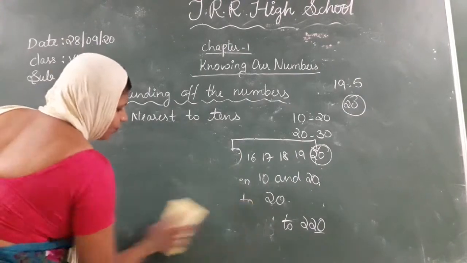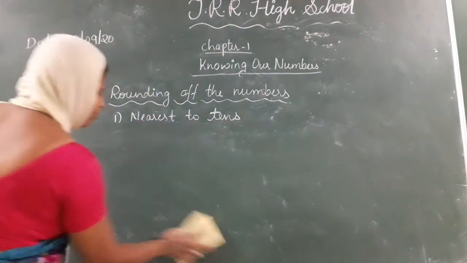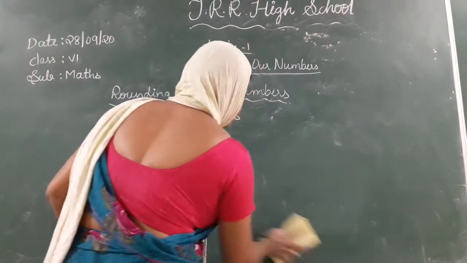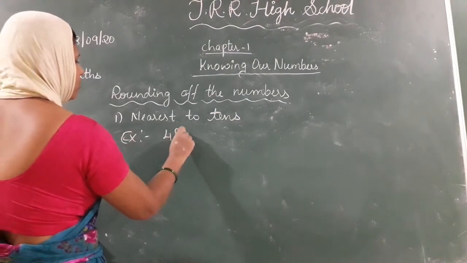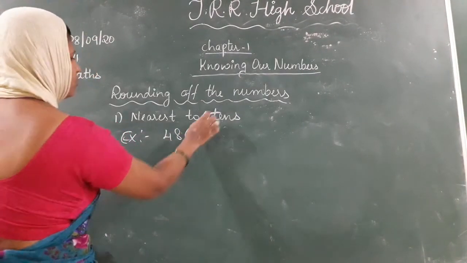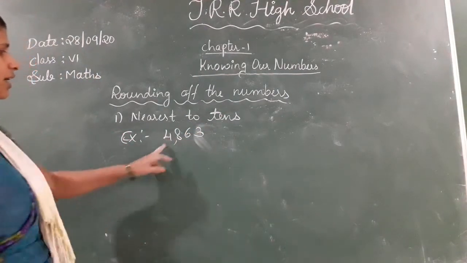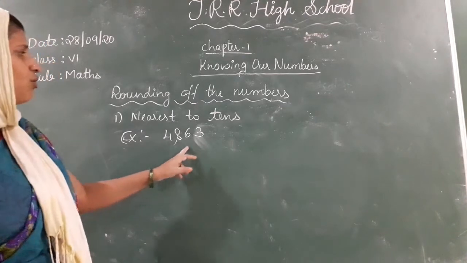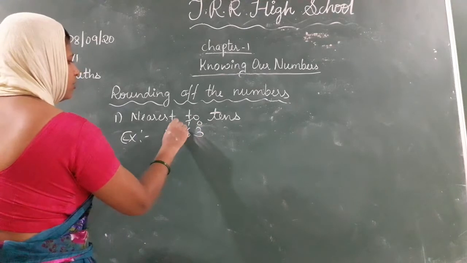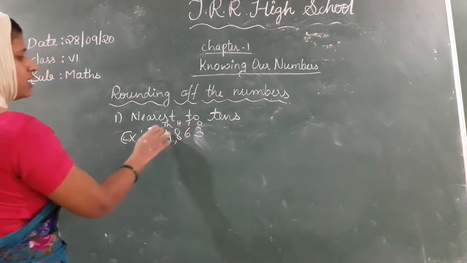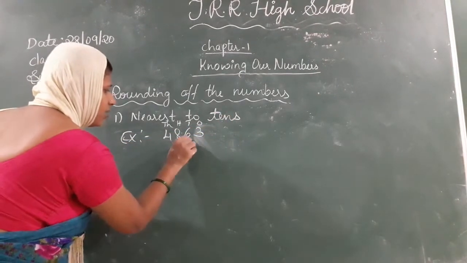Suppose a 4-digit number is given. Then how? The same method you have to follow. How many digits it may consist of? Suppose my number is 4863. Now I want to round it off to the nearest 10. Now start writing the place values: ones, tens, hundreds, thousands. So it is asked to the nearest tens only, so you just underline up to tens only.